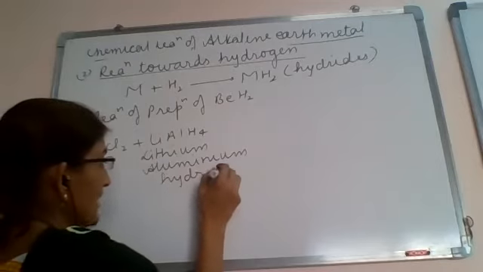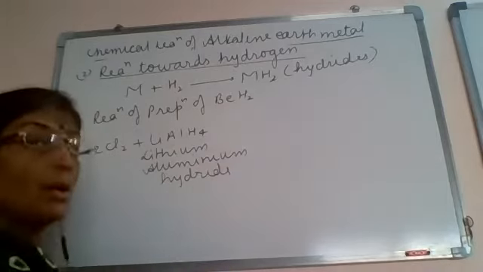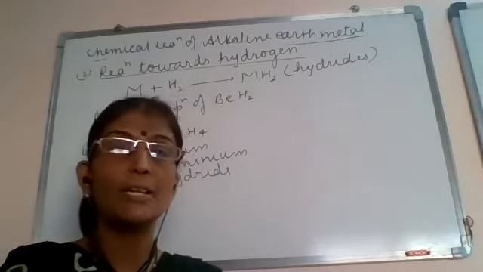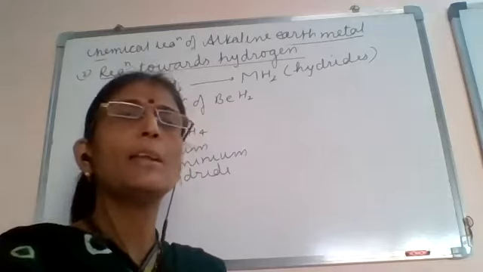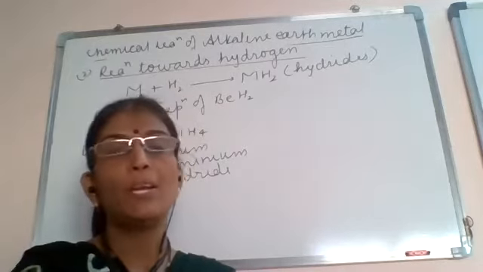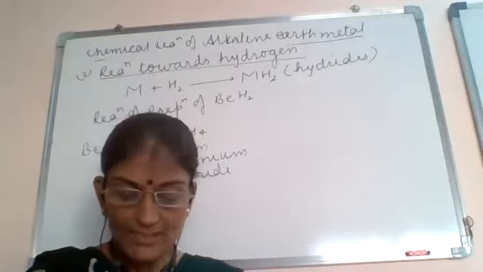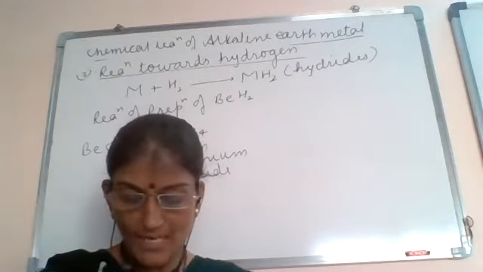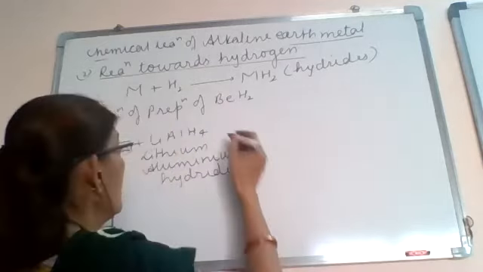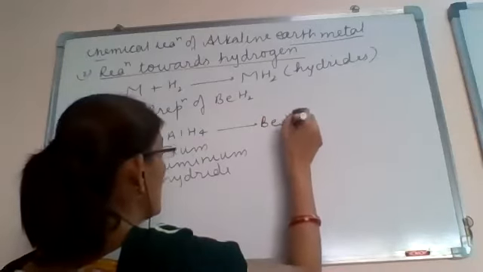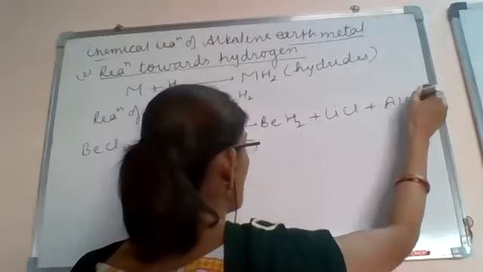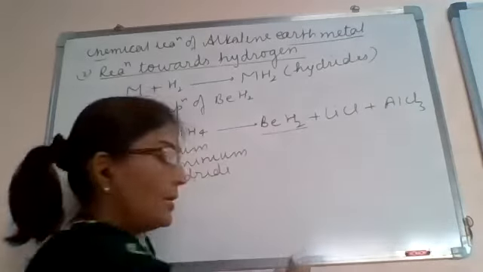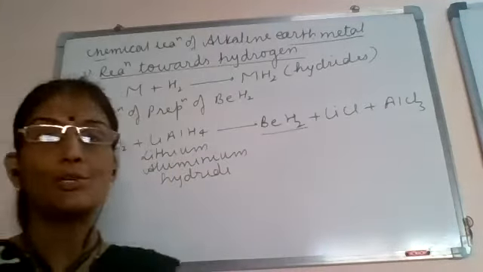This compound is very important. It is a complex compound. It is a very good reducing agent. Lithium aluminium hydride. When we will start organic chemistry, बहुत बार ये use होता है. So when the two react, they form BeH2, LiCl, lithium chloride and aluminium chloride. Best method for preparation of beryllium hydride, BeH2.